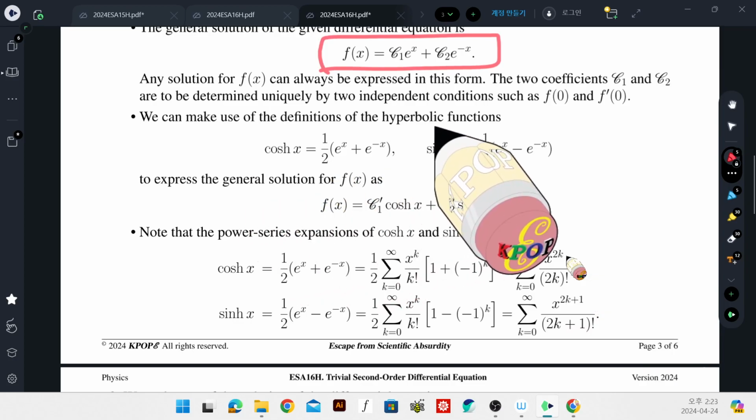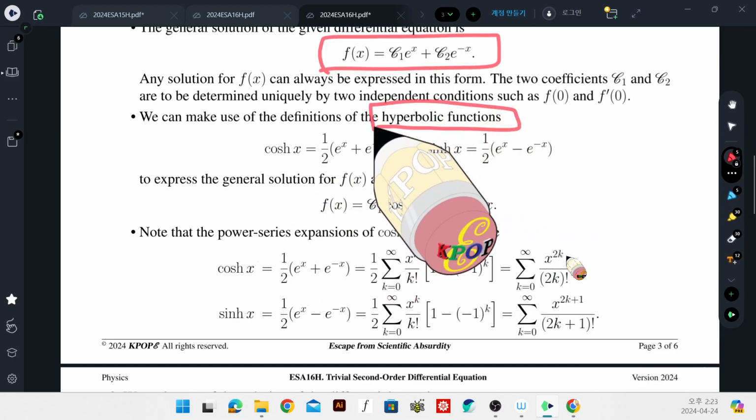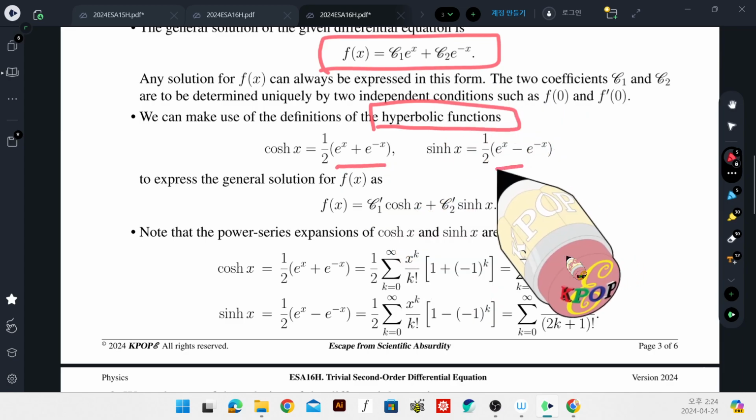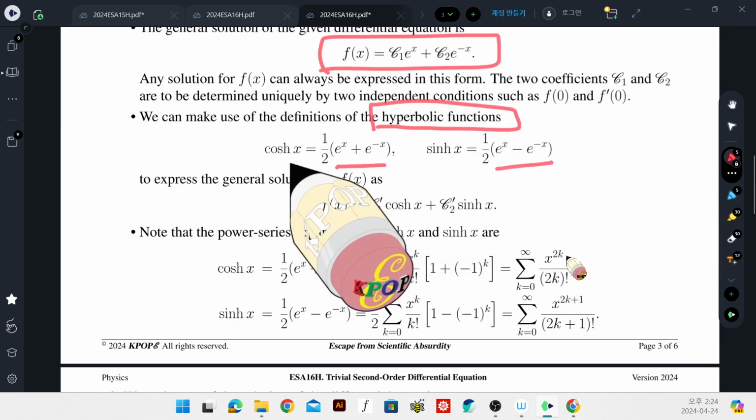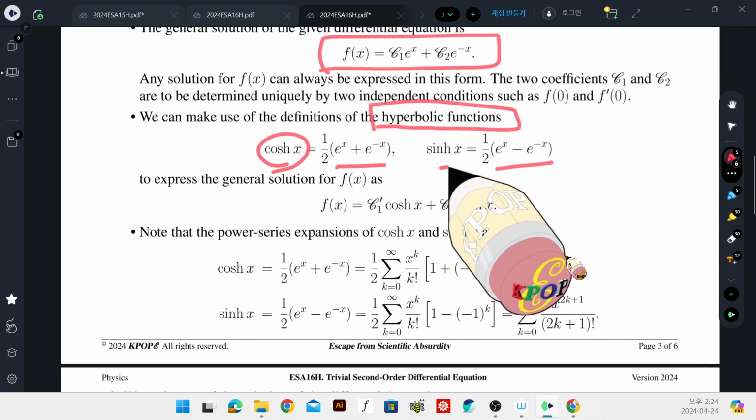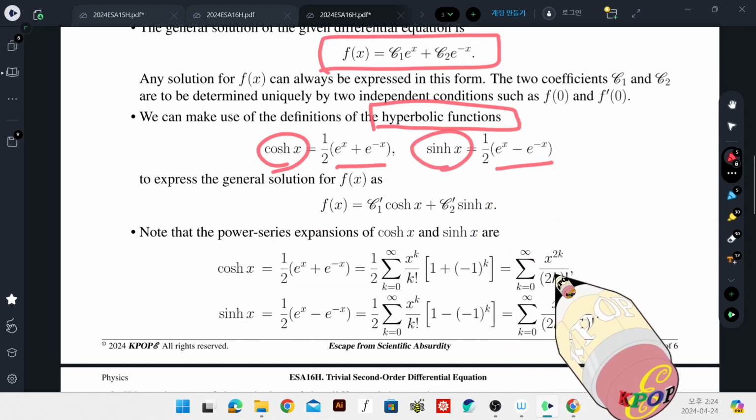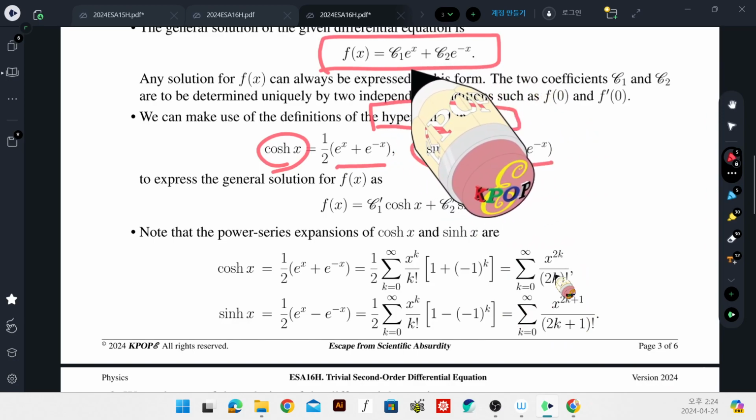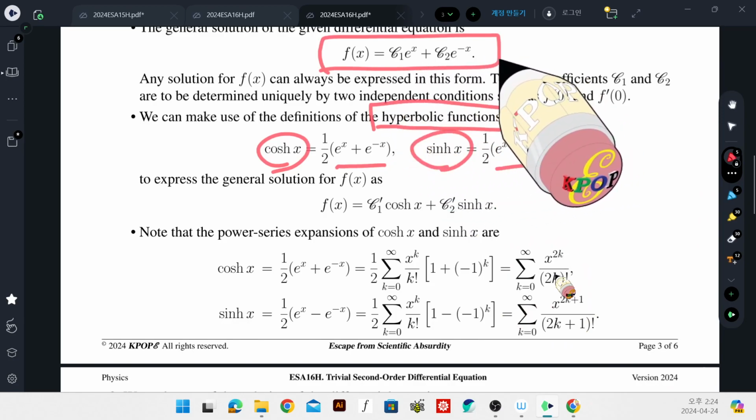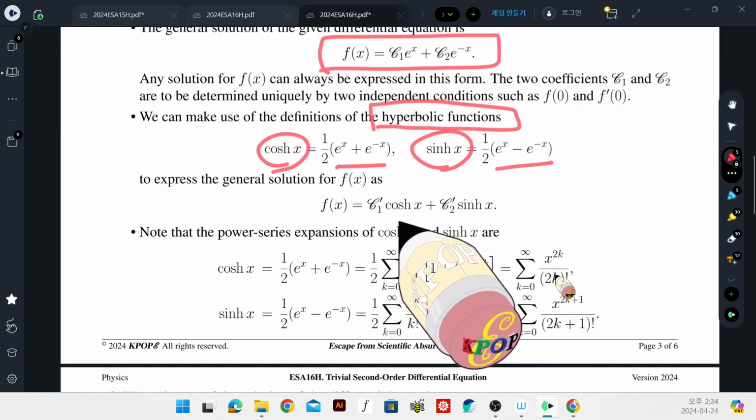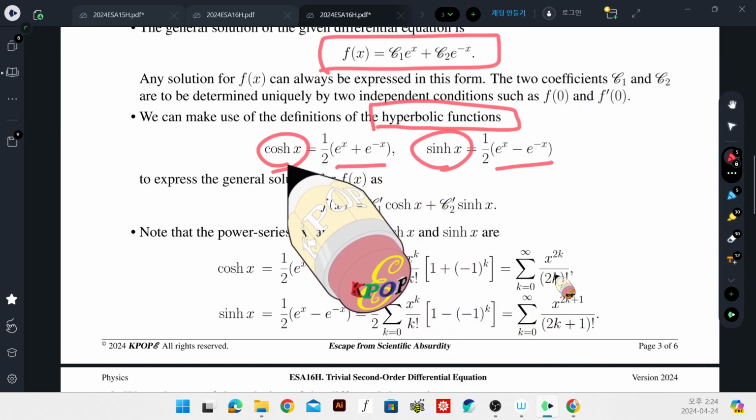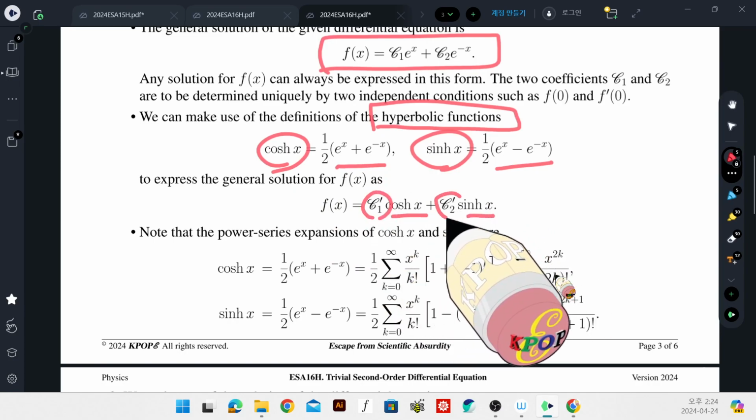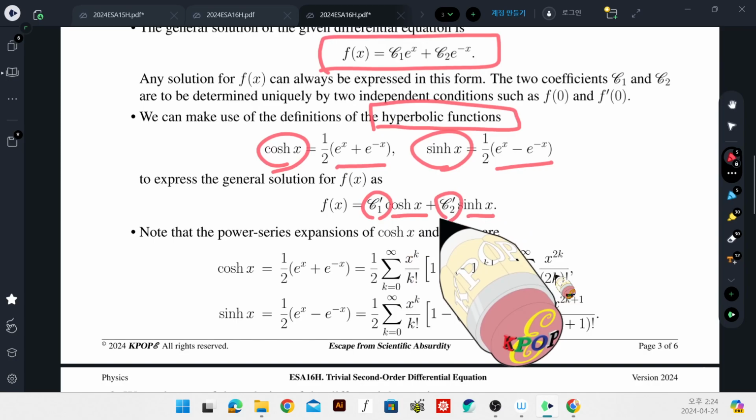We can introduce the hyperbolic functions. The even part of this exponential and the odd part of this exponential are called cosine hyperbolic and sine hyperbolic functions. And we can express this linear combination of exponential x and exponential minus x as a linear combination of cosine hyperbolic and sine hyperbolic. Sure, the coefficients should be replaced with other independent ones.